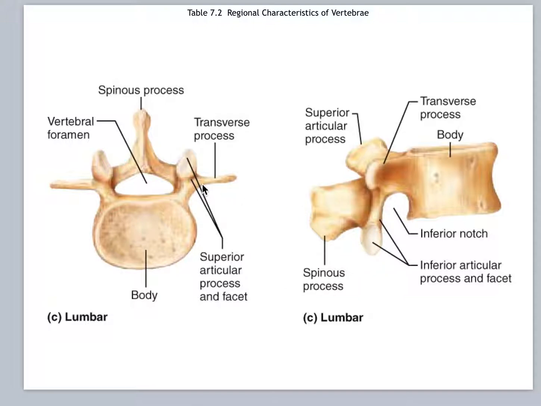Again, there's no transverse foramen here, and there's no bifid process here, so it's not cervical. It doesn't look like a giraffe's head. The spinous process does not point downward, so it's not thoracic. It's lumbar.